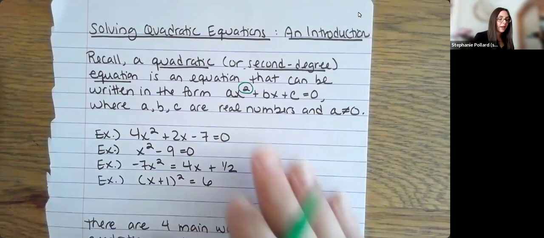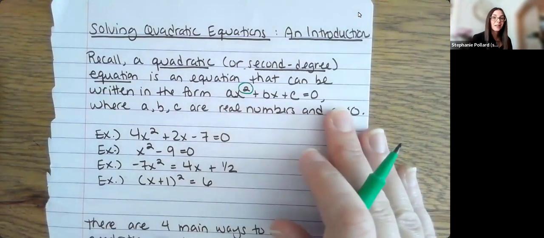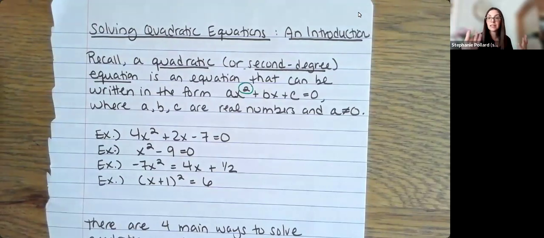Not every single quadratic has to be set up in this exact format to start, although that is a very standard form to be given. But the biggest thing that you're looking for to know that you have a quadratic is that your highest power is 2.